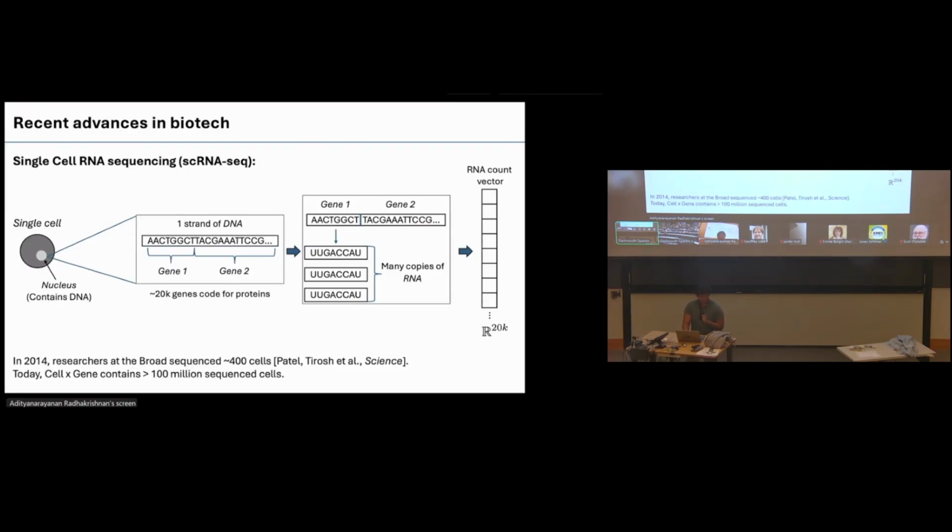Okay. So just to show a little bit of history here. About 11 years ago now, researchers at the Broad were able to do this at the level of 400 cells. But over the past 10 years, this has been tremendously scaled, and now you have data sets of over 100 million sequenced cells across the human body. And this is only growing. We're pushing to get to 1 billion cells.